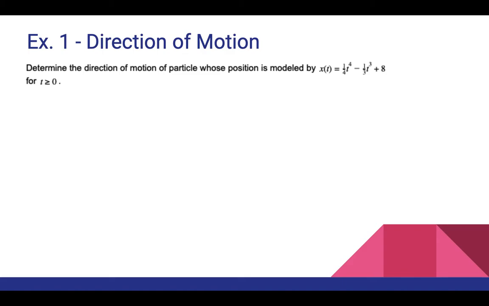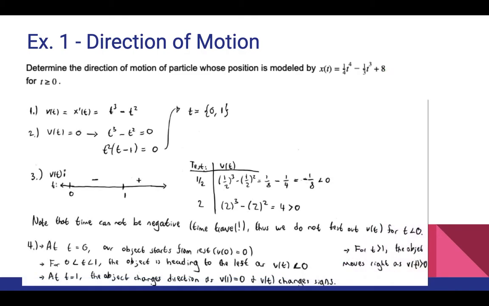So let's look at a brief example here. Determine the direction of motion of a particle whose position is modeled by x of t equals 1/4 t to the 4th minus 1/3 t cubed plus 8 for t greater than or equal to 0. Again, we apply the first derivative test, so we have to find our first derivative of position, our velocity function. The derivative of 1/4 t to the 4th is t cubed. The derivative of minus 1/3 t cubed is minus t squared. And the derivative of 8 is 0. So we get t cubed minus t squared as our velocity function.